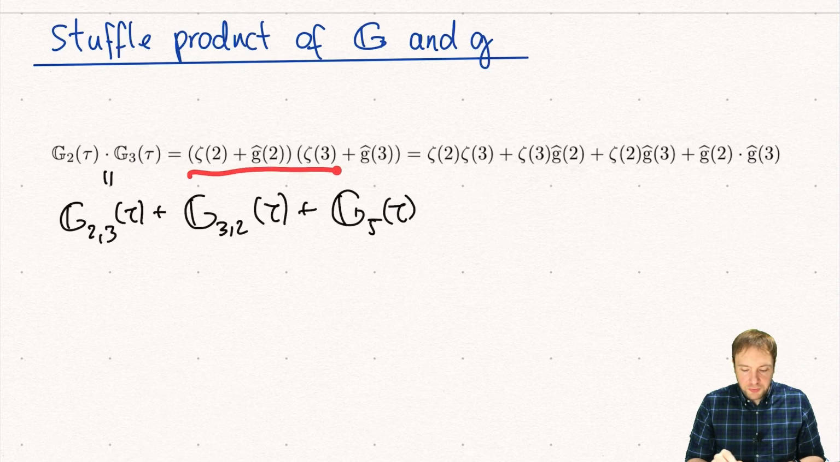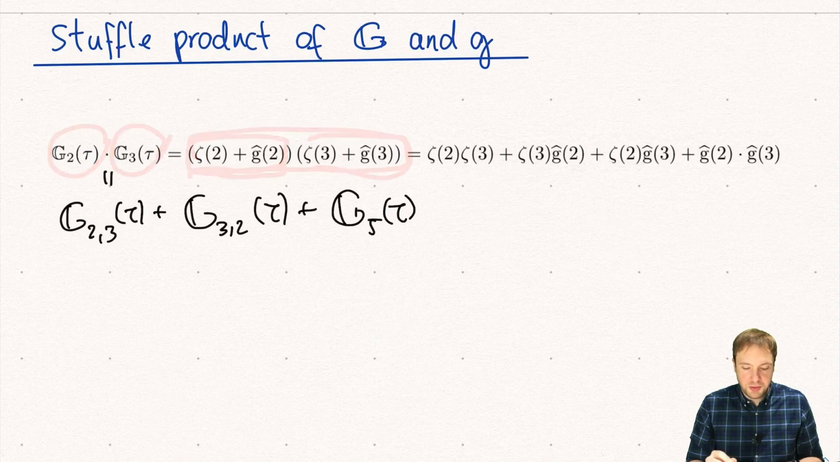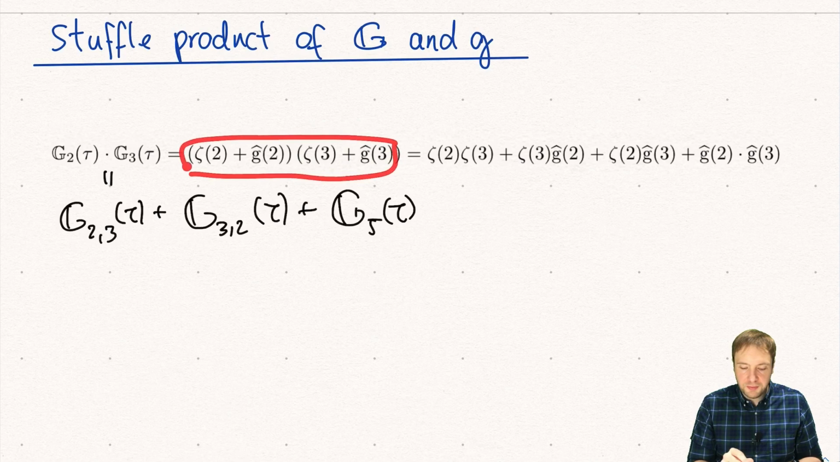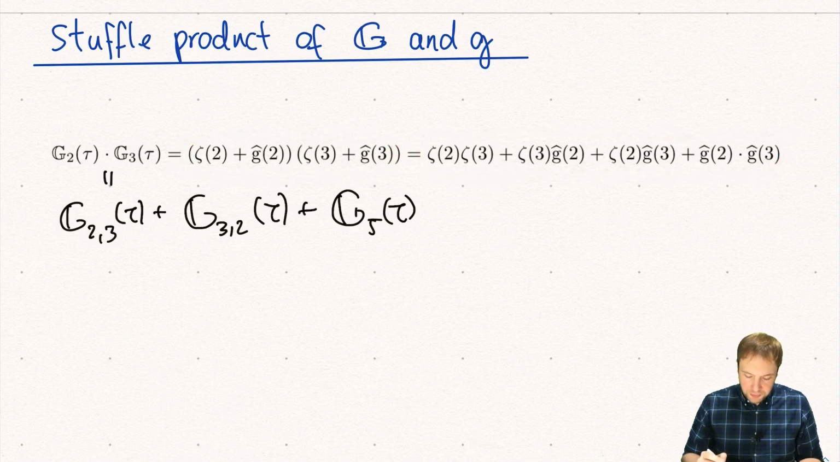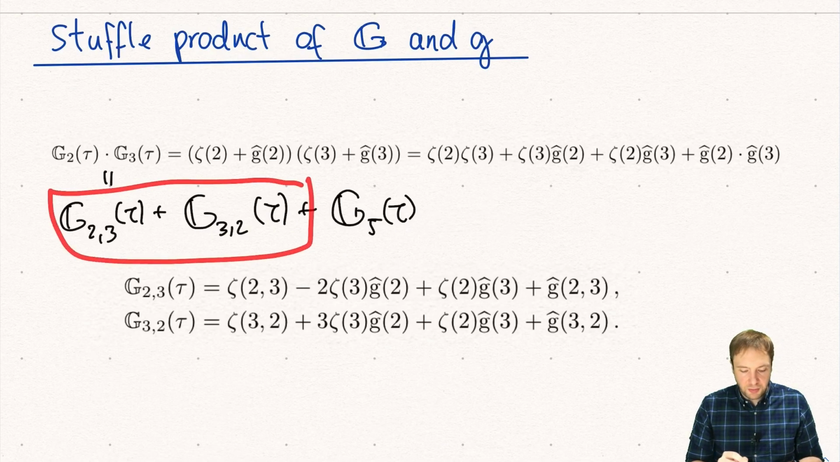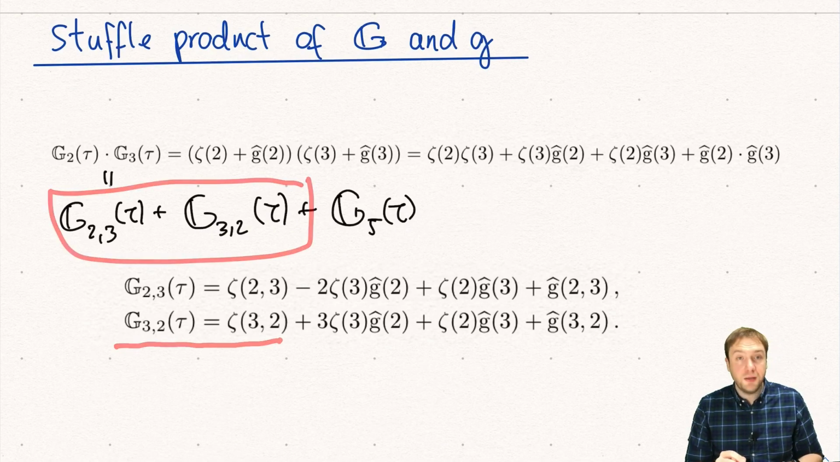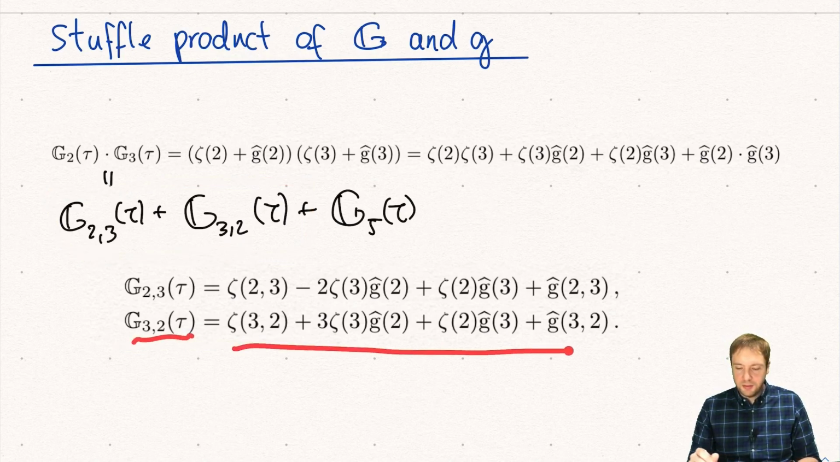But of course I can also first write them by their Fourier expansion here, because this is zeta 2 plus g hat 2 and zeta 3 plus g hat 3. So if I multiply this out, I get this expression here. But also I can now use the Fourier expansion of these double Eisenstein series here, so G23 and G32. So here is this example.